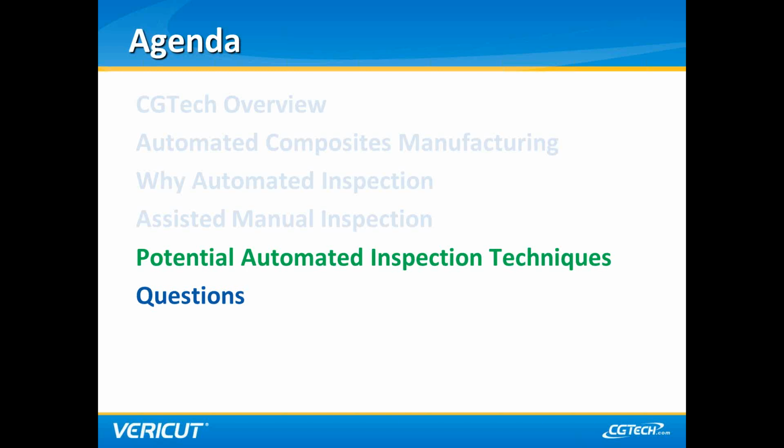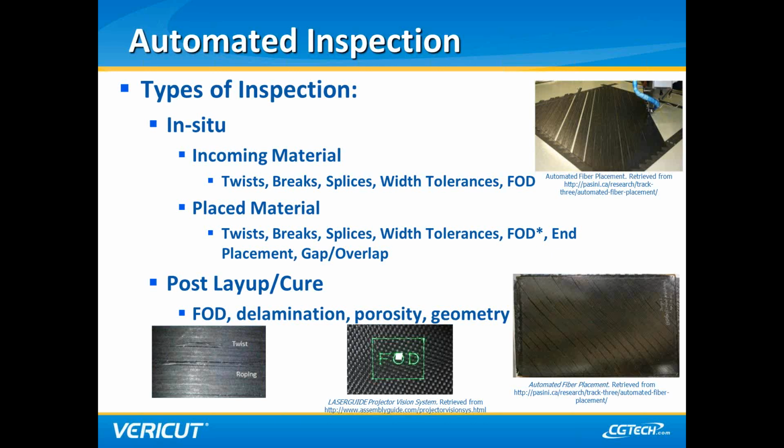So that was just a quick overview of an assisted manual inspection process, the integrated laser projector. Now I'm going to spend a few minutes talking about some potential automated inspection techniques that we see may be useful for the future. When we talk about automated inspection, there are a few different types you could think about during composite manufacturing. You could have in situ or post layup and cure.